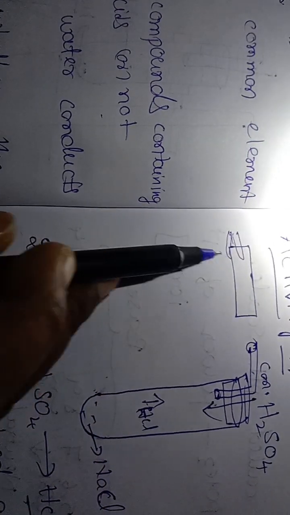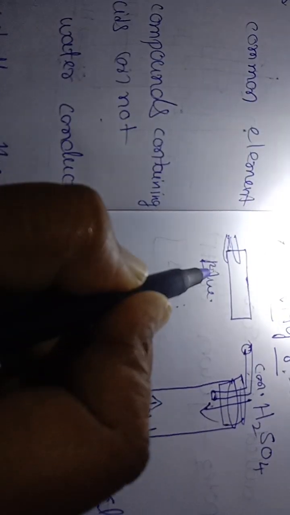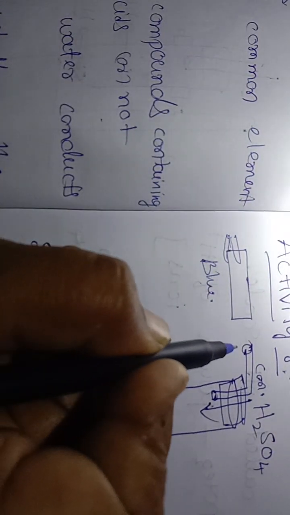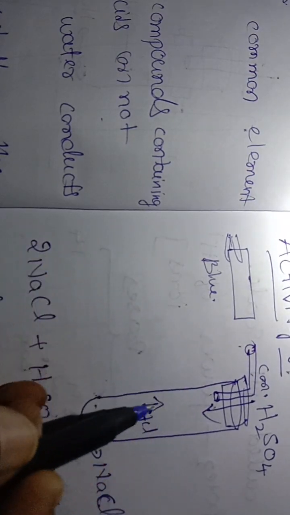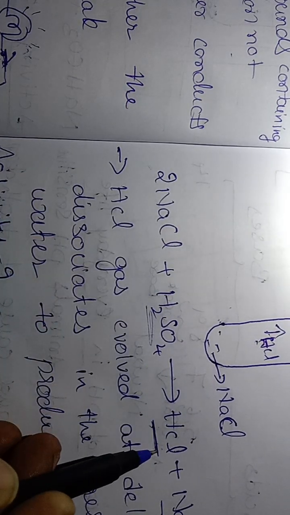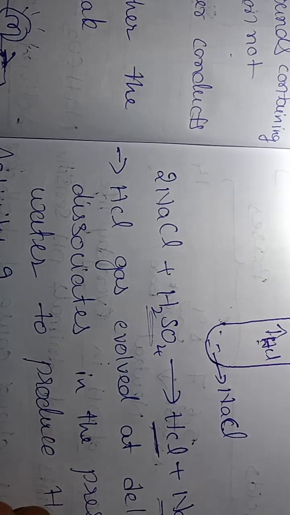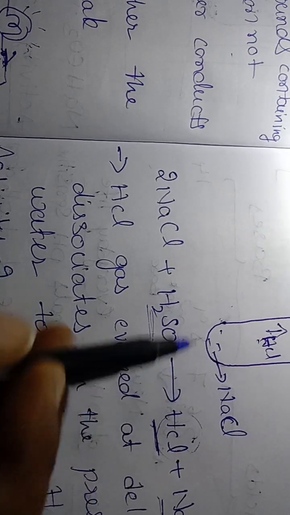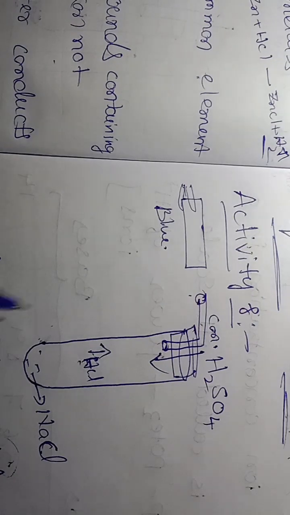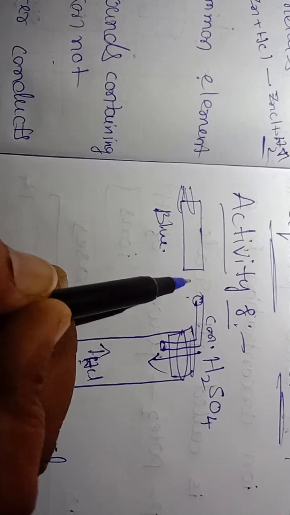Now this gas tries to escape from the delivery tube. Now bring blue litmus paper near the delivery tube. After seeing this equation, sodium chloride reacting with sulfuric acid releases hydrochloric gas, and next, sodium sulfate. It tries to escape from the place. Now I am bringing blue litmus paper near the delivery tube. Will it turn red?